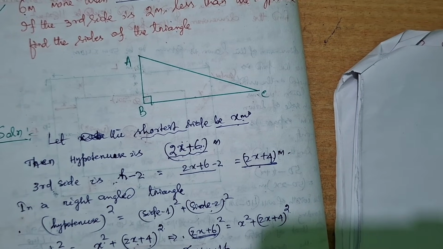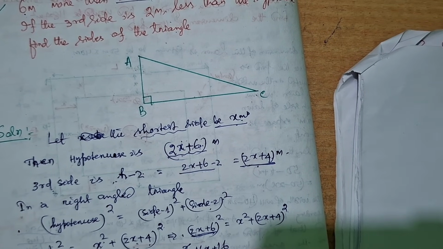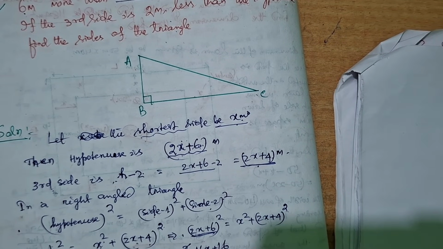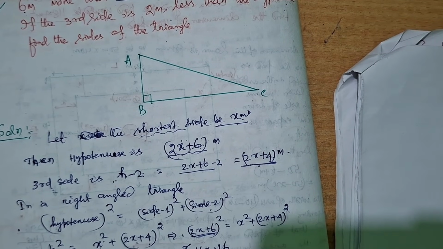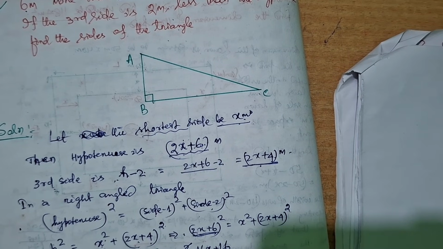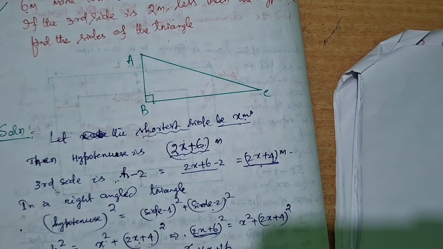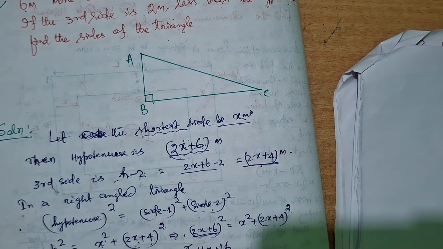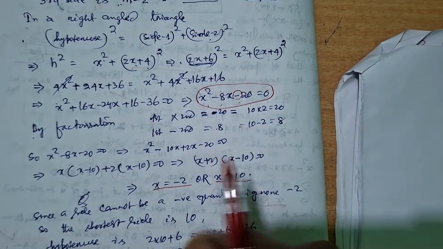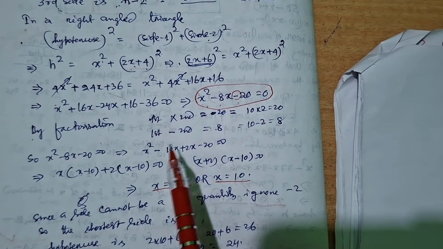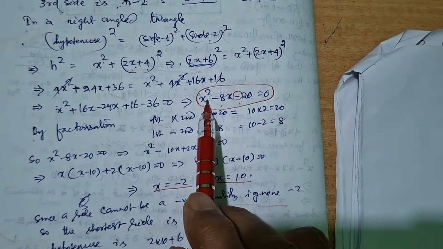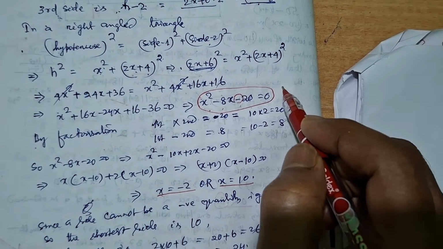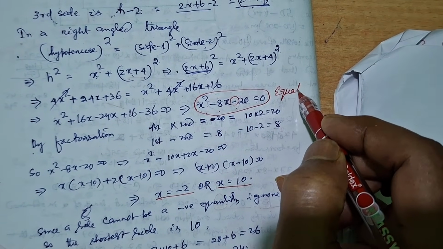Then their product is 20. So 10 minus 2. 10 minus 2 is 8, and 10 into 2 is 20. Now you put this, you will get x is equal to minus 2 or x is equal to 10. Can the side be a minus figure? No. Your side is always a plus figure. You cannot get a side to be a negative figure. So x square minus 8x minus 20 equals 0 is the original equation.